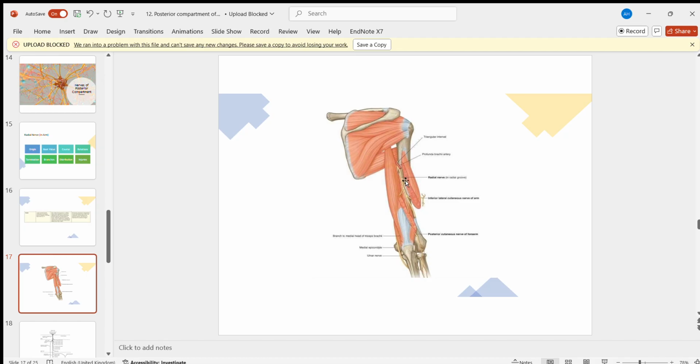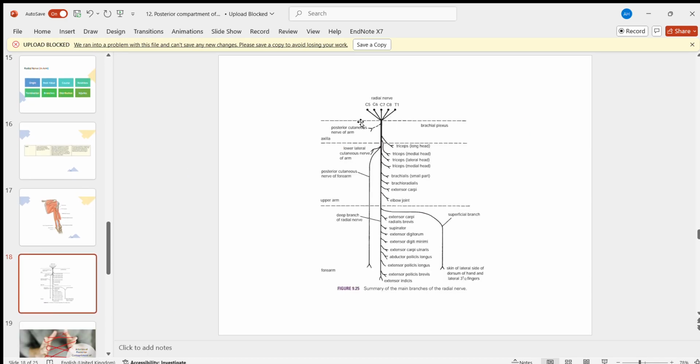Then it further goes down, gives branches, and then pierces the lateral intermuscular septum and comes to lie on the anterior compartment of arm in the lateralmost part in the cubital fossa. So this is the lateralmost component of the cubital fossa. Starts on the posterior side and comes to the anterior side. Radial nerve has a root value of C5, C6, C7, C8 and T1.